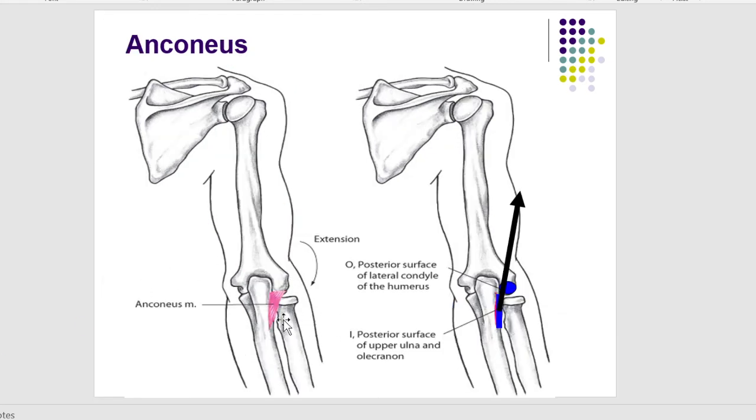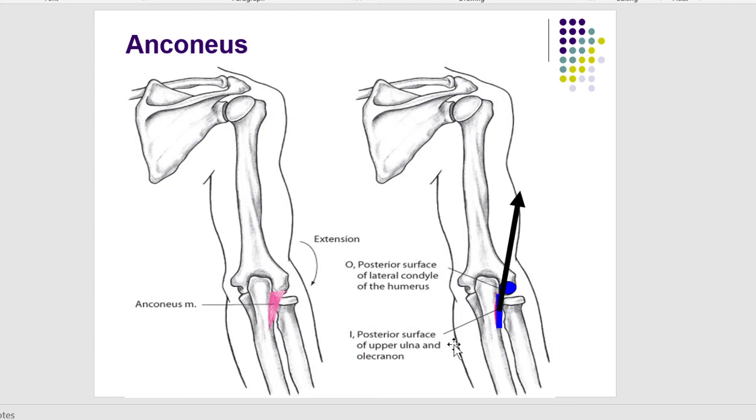Then you have your anconeus. Anconeus is a very small muscle that crosses the elbow. It is found on the posterior part of the elbow, so it is also considered an elbow extensor. The origin is the lateral condyle of the humerus, and it inserts in the posterior surface of the upper ulna and olecranon.